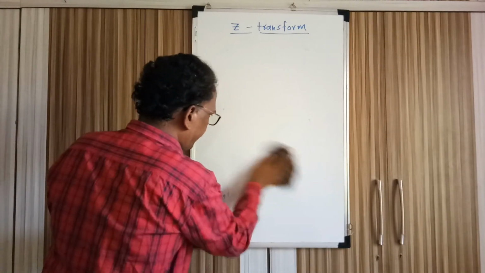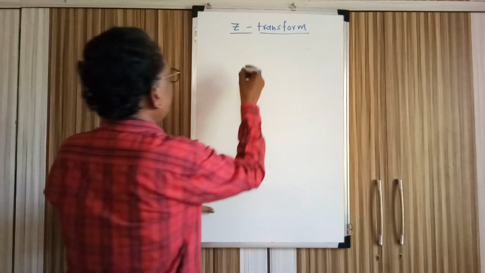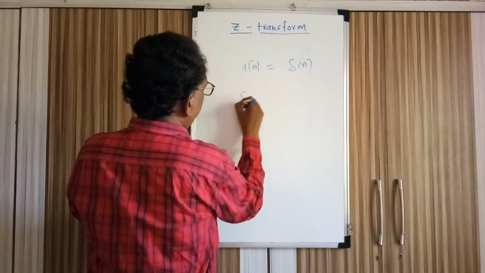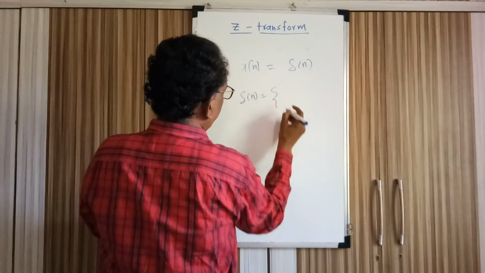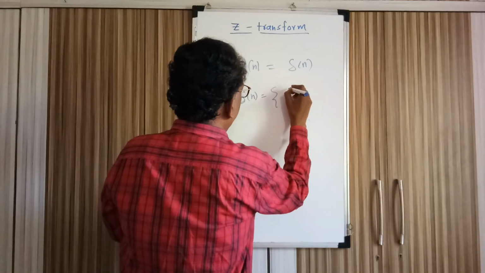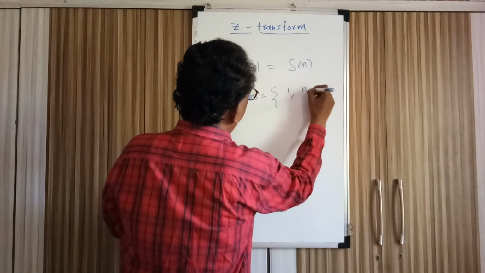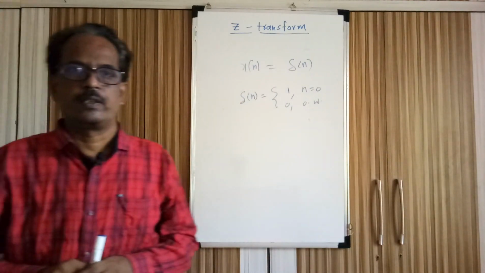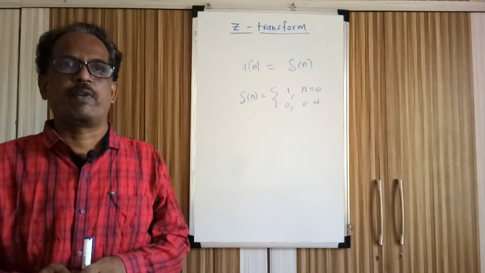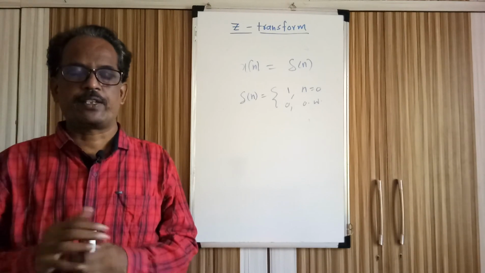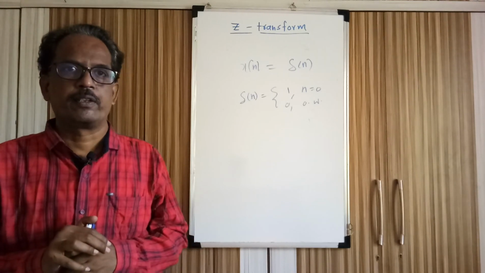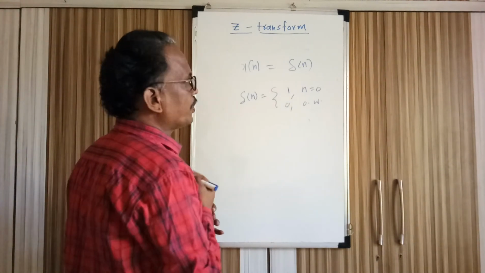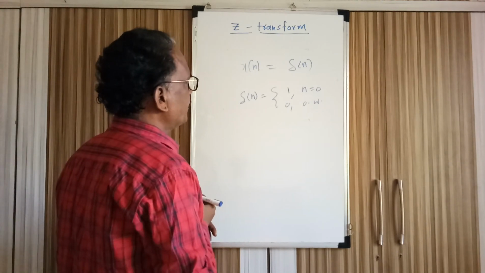If I take x of n is equal to del n, x of n is equal to del of n. We know that del of n is a standard signal in digital signal processing whose value is 1 at n equal to 0 and value is 0 otherwise. So del n is a unit sample signal, its amplitude is 1 at n equal to 0, otherwise it is 0. So what is the Z transform of such a signal?